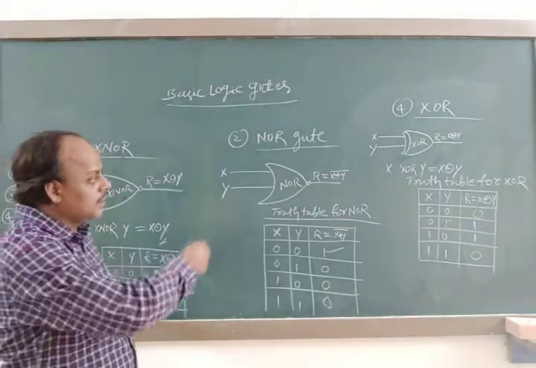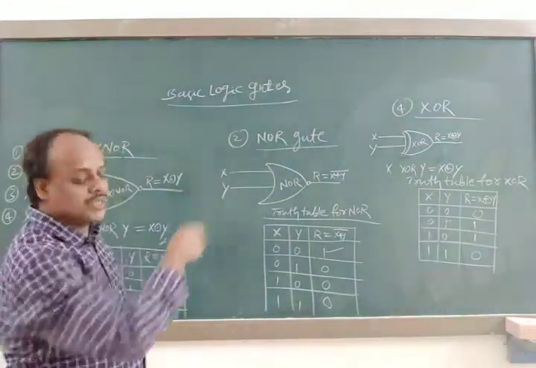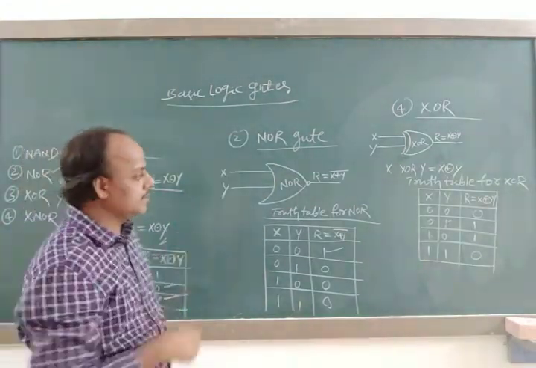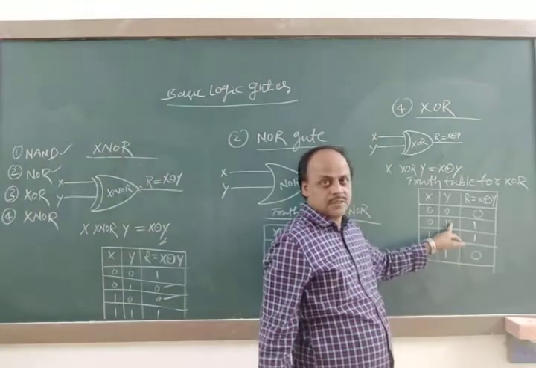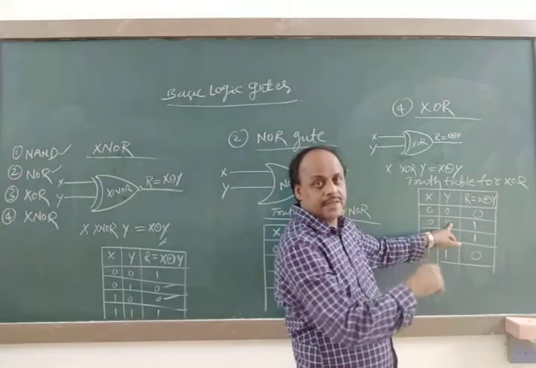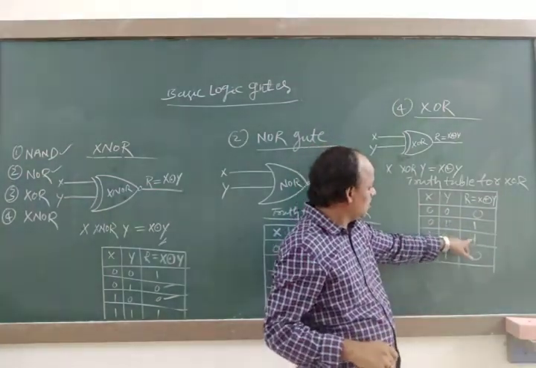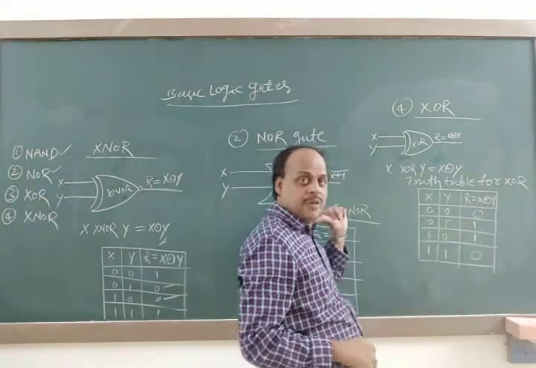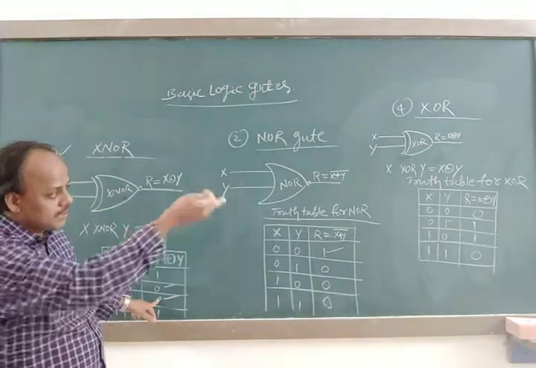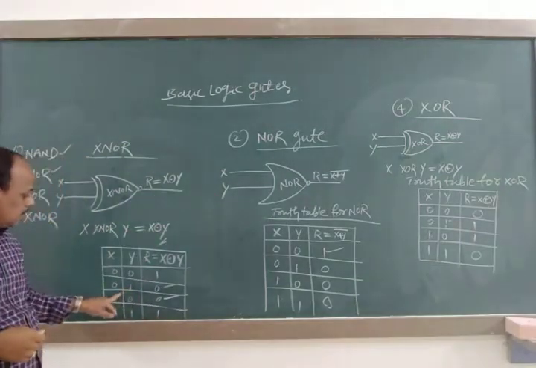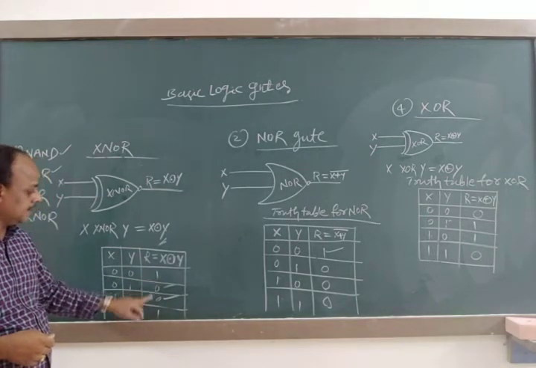XNOR gate is the complement of XOR gate, right? What I said for XOR gate: output is high for an odd number of ones. XNOR gate is the complement of XOR gate. Therefore, where the output is high in XOR, here the output becomes low. For an odd number of ones, the output is low. In other cases, the output is high.